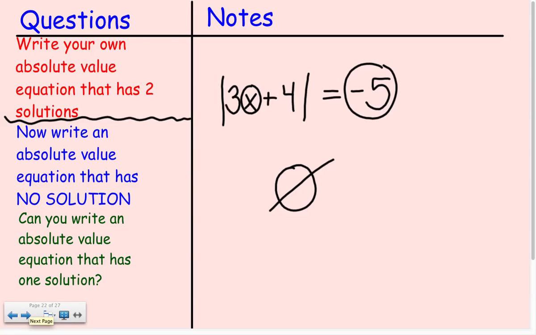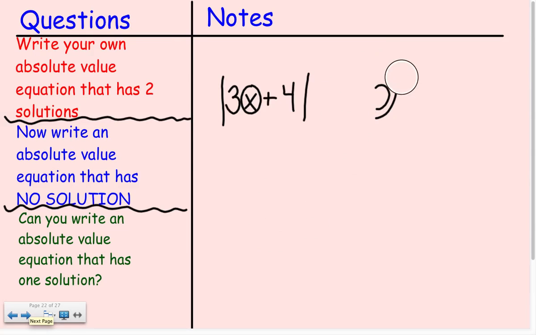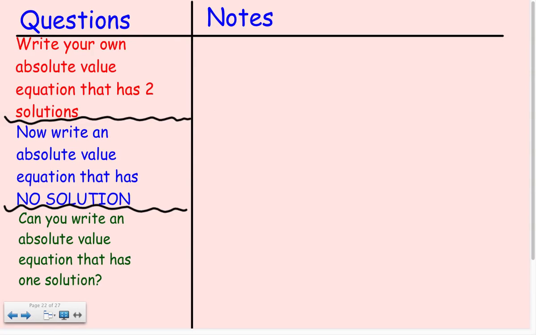Alright, so we did our second part in the blue. Now our third part is, can you write an absolute value equation that has one solution? So we know how to figure out 2 solutions. We know how to figure out no solutions. If we want one solution, that means that both of our, let's think here, one solution would mean both of our solutions have to be the same.